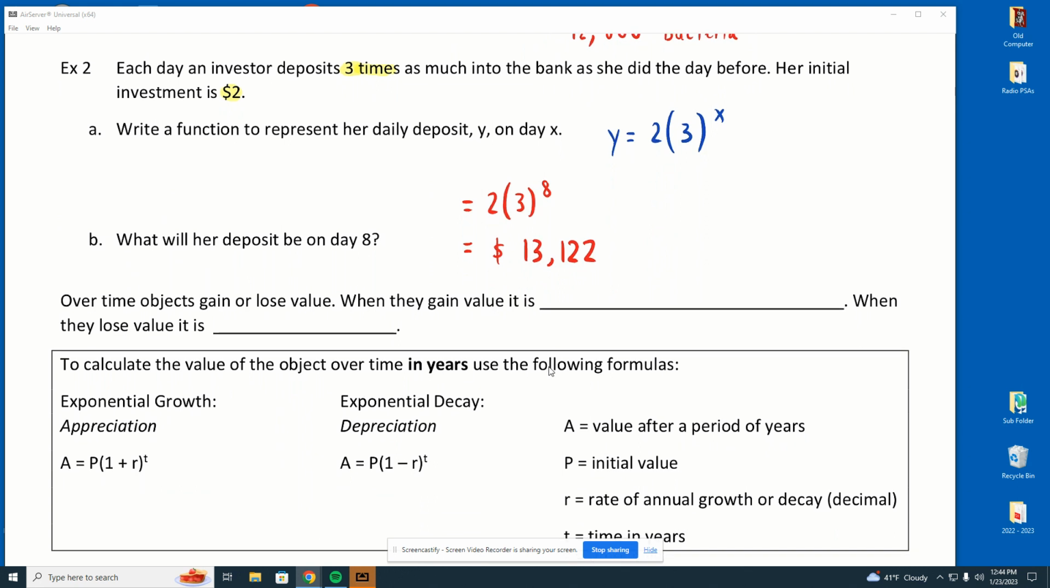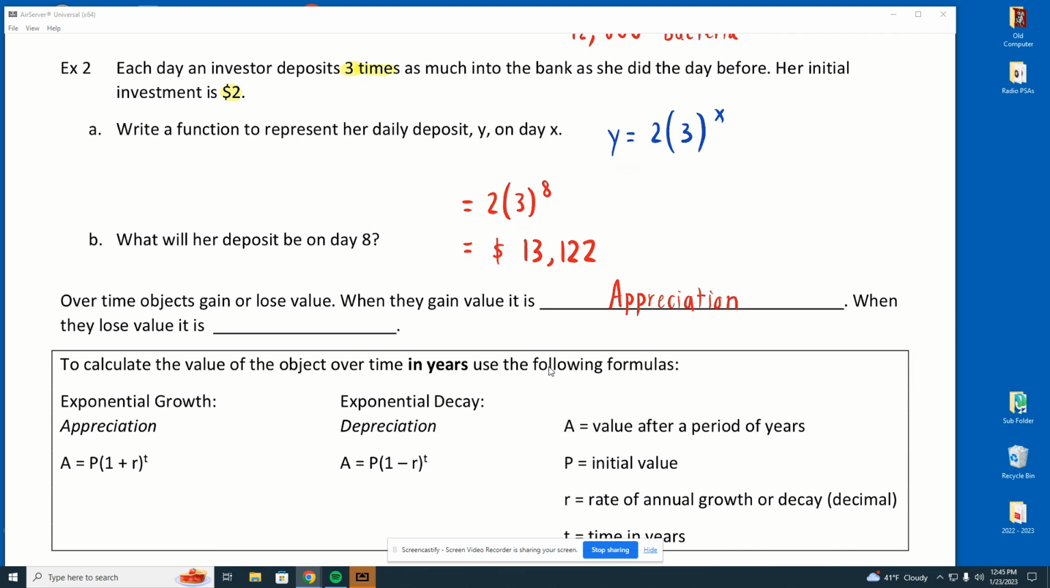If they go up, when they gain value, we call that appreciation. So appreciation happens when things go up in value. So here are some words that you would look for for appreciation. They might say appreciates. They might say increases. They might say grows. So different words that will describe that something is going up.